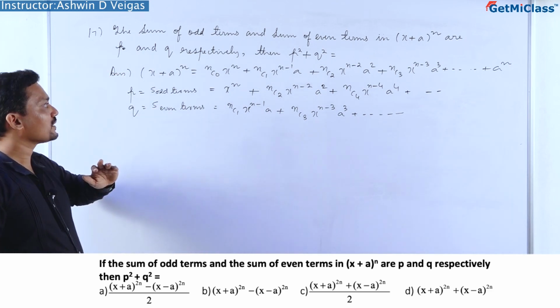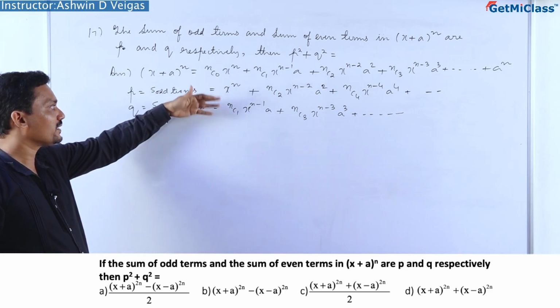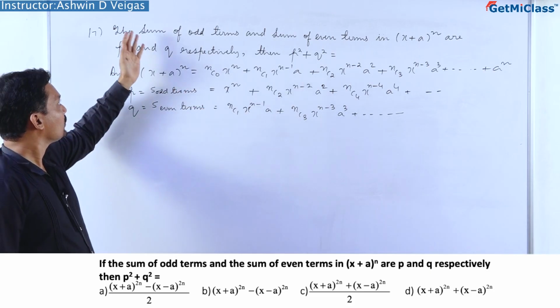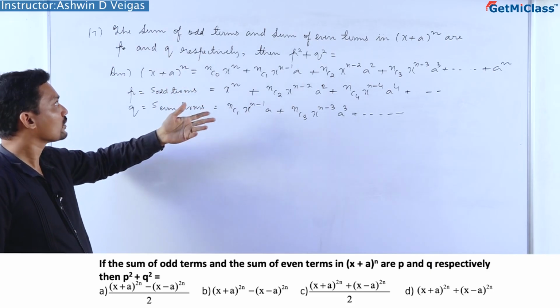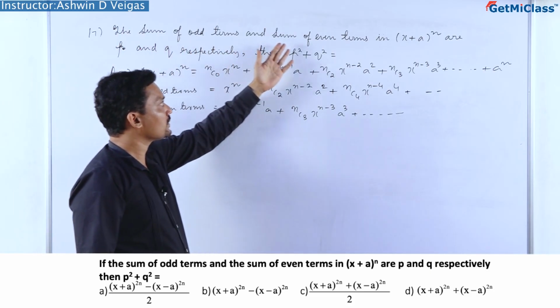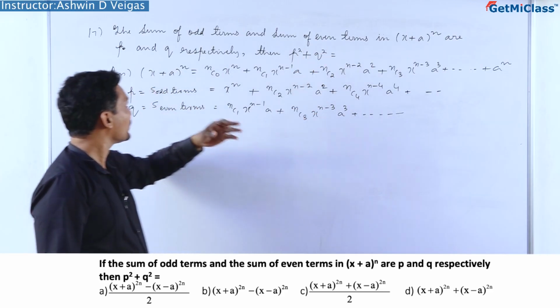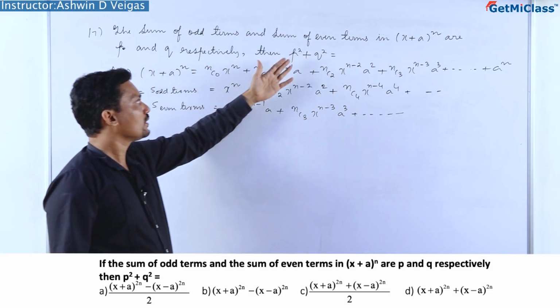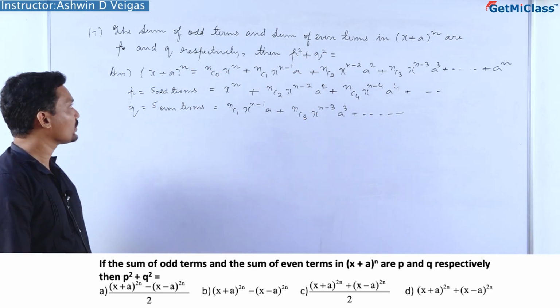So, 17th question, we are going to borrow some details from the 16th question. The question looks very close. The sum of odd terms and sum of even terms in (x + a)^n are p and q respectively. The question is, what is p² + q²?